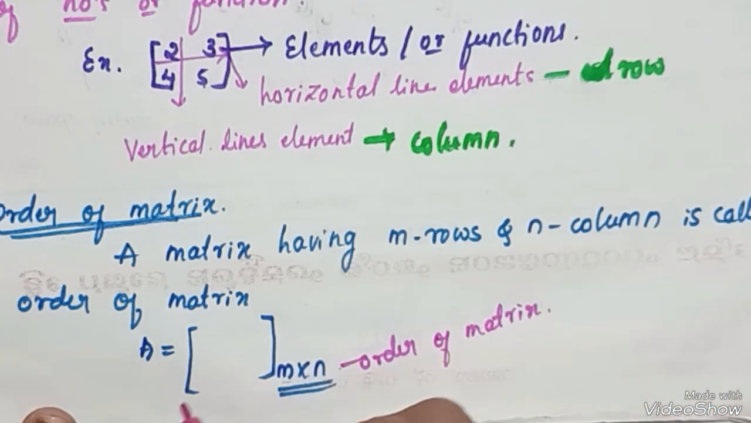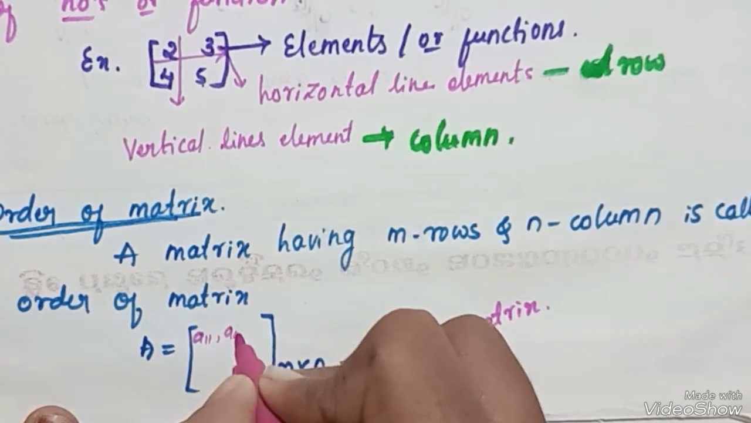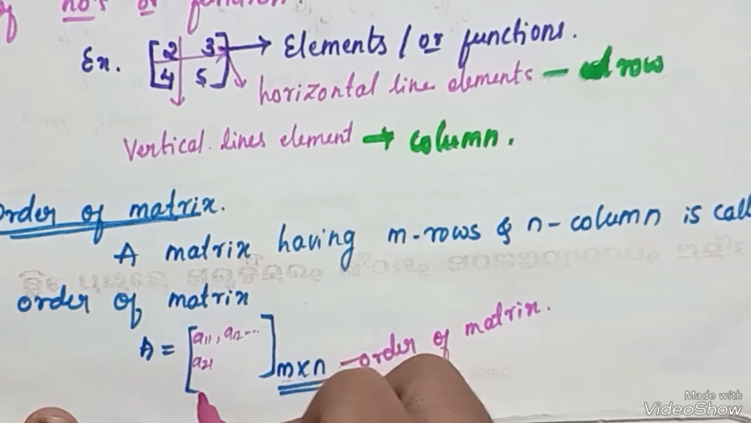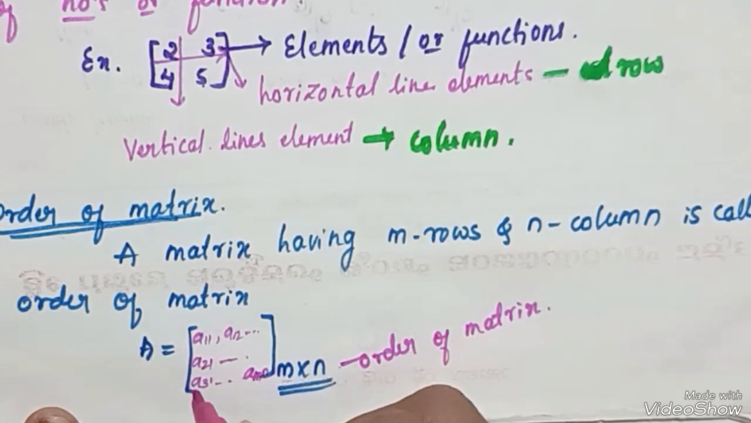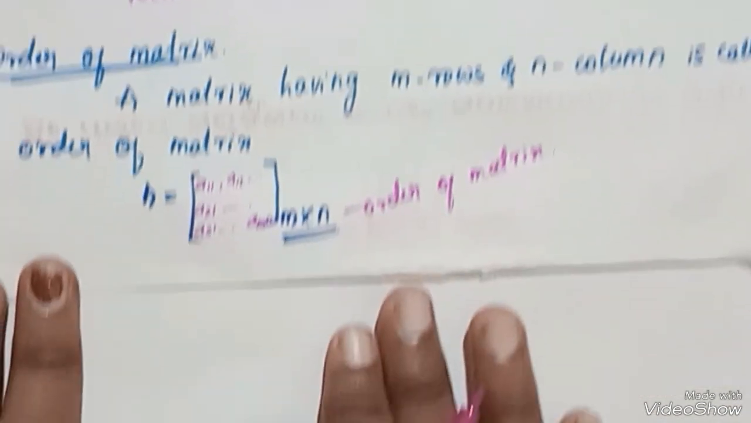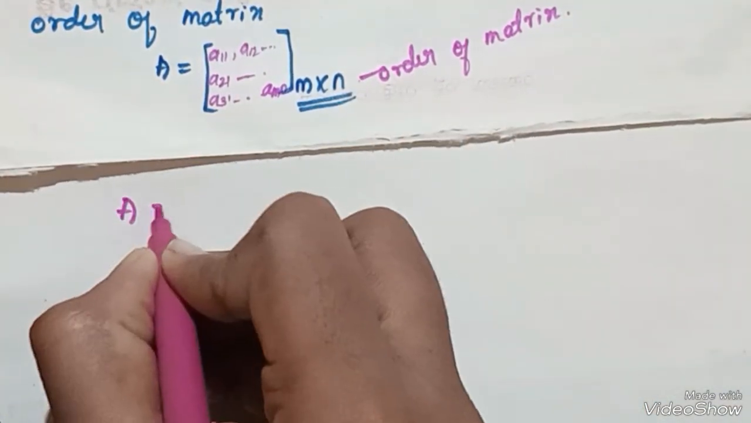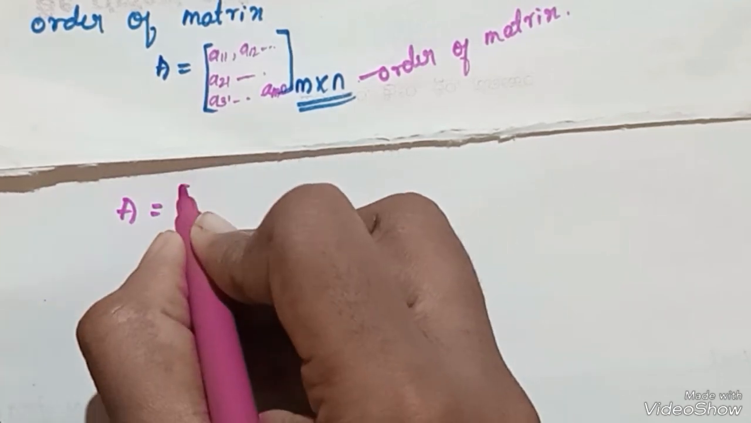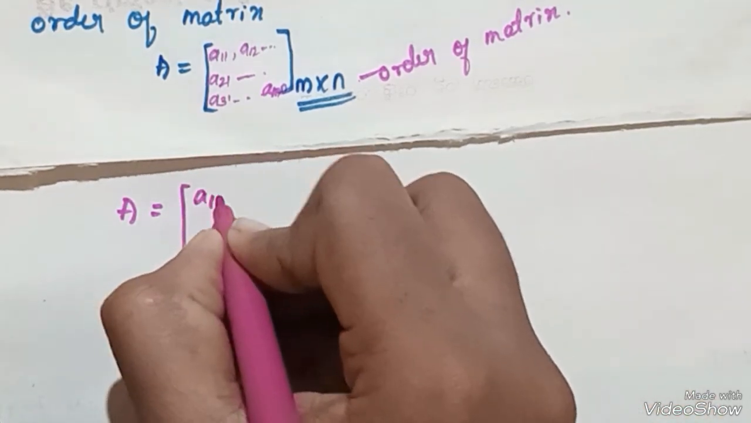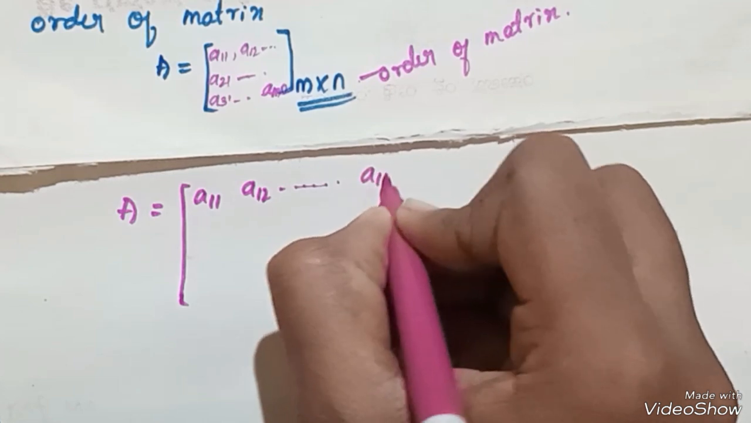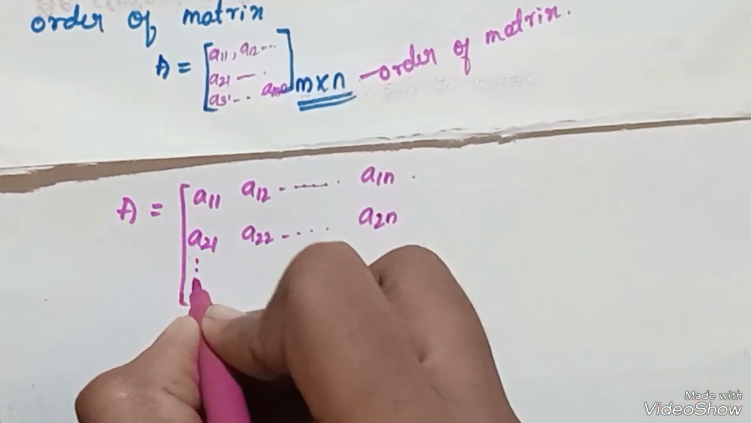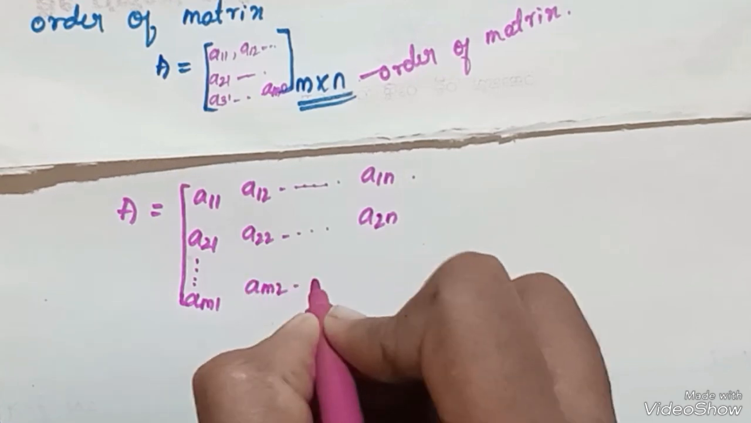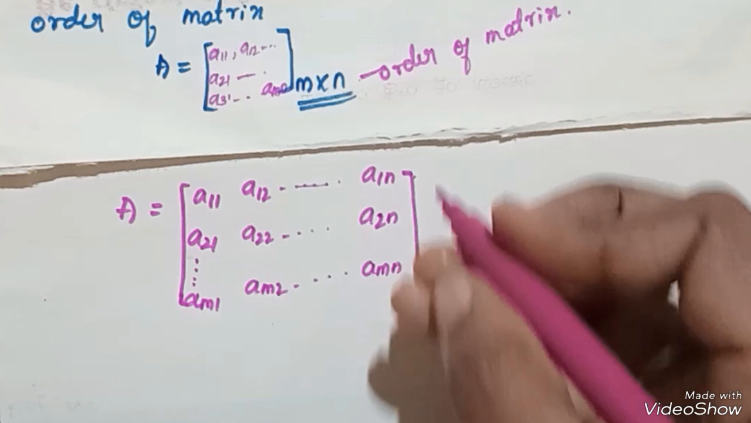Generally, we write the elements a11, a12 and so on up to a1n. Again a21, a31 and so on. The last element is amn, because it is in the last row, that is the mth row, and the last column, the nth column. In general, A is a matrix with elements a11, a12 up to a1n; a21, a22 up to a2n; am1, am2 and so on up to amn.